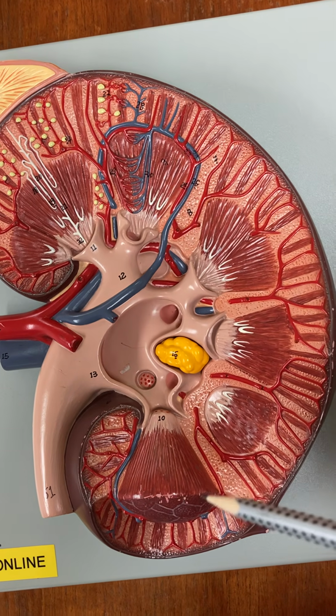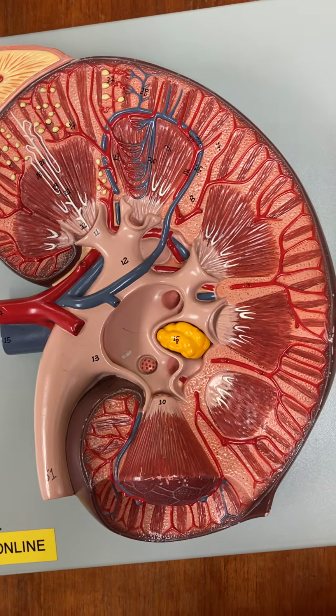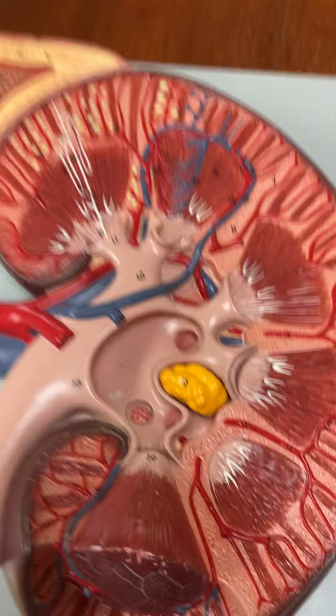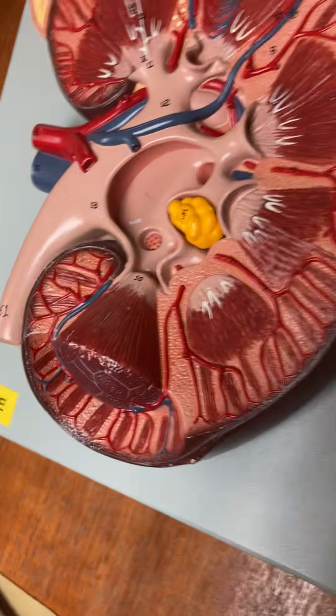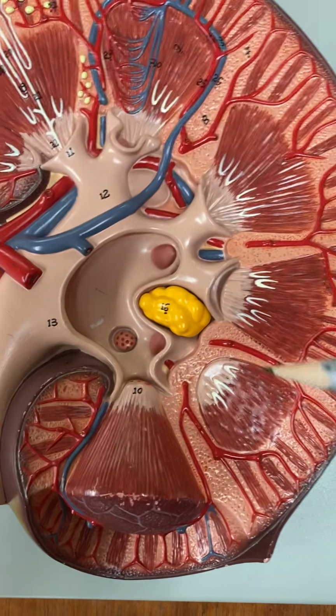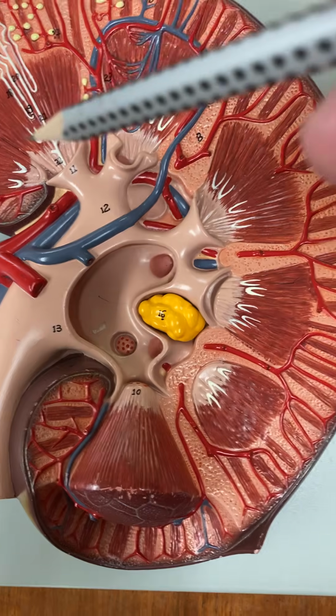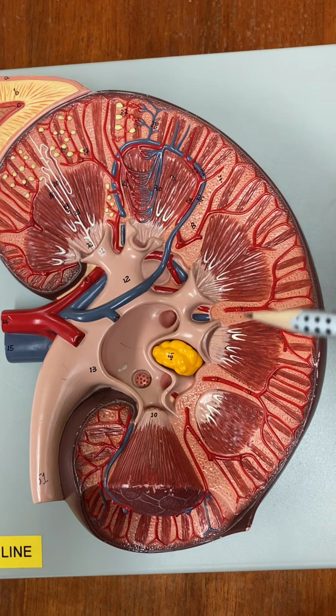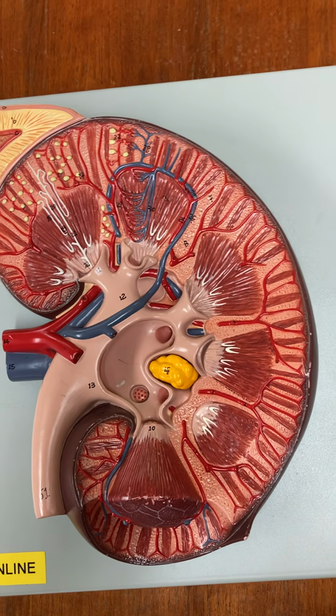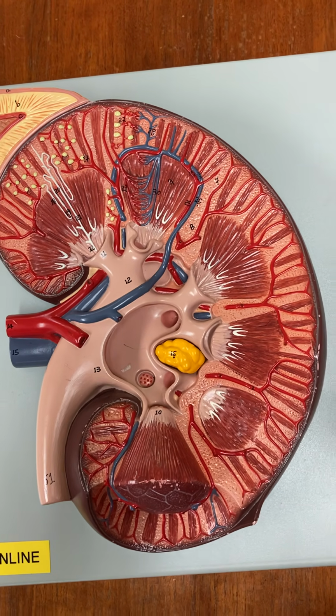So one of these pyramid-shaped structures is called a renal pyramid. And you can see that in three dimensions, it really is a pyramid. All of the renal pyramids together are called the renal medulla. So renal medulla is all of the renal pyramids. Just one is called a renal pyramid.